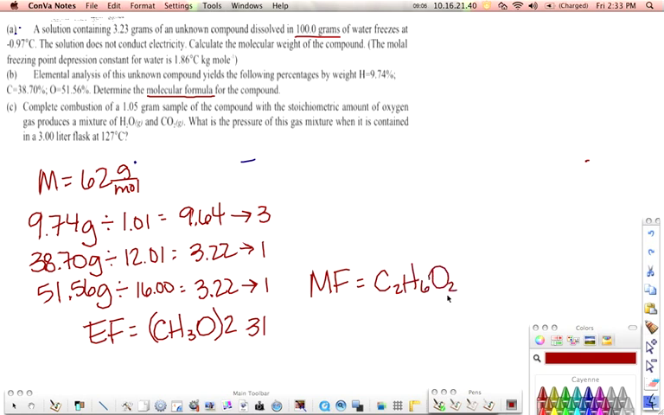So the molecular formula of this guy is C2H6O2. So part B, done. Now you've got to do part C. Complete combustion of this thing. They want to know what's the pressure of the gas mixture after everything is all said and done. So let's figure that out.